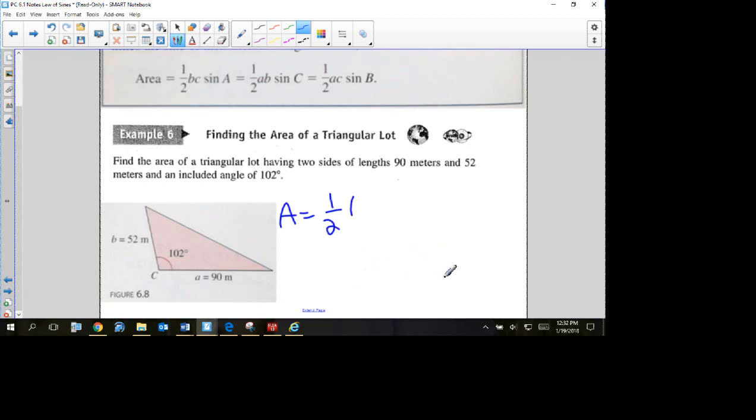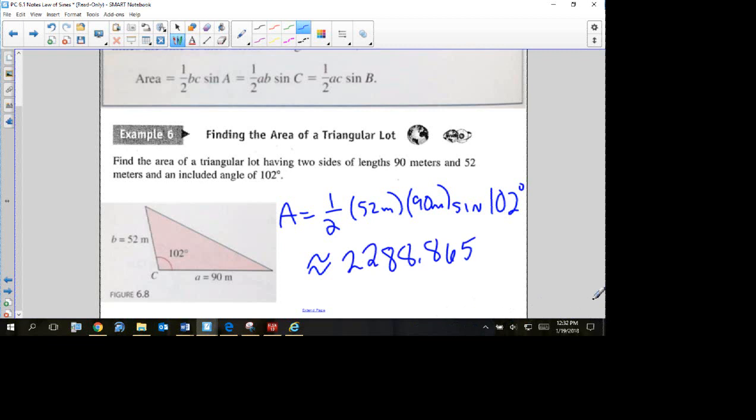That says half. You're going to measure the two side lengths, so 52 meters multiplied by 90 meters. And you're going to multiply that by the sine of the given angle that is in between those two sides. So they gave you all these different formulas, all kinds of letters, which I think is more confusing. It's just half, multiply the sides together, multiply by the sine of the angle. Type that in. And then what's the unit? Meters squared. See, I'm multiplying meters times meters. So meters squared. That's it.